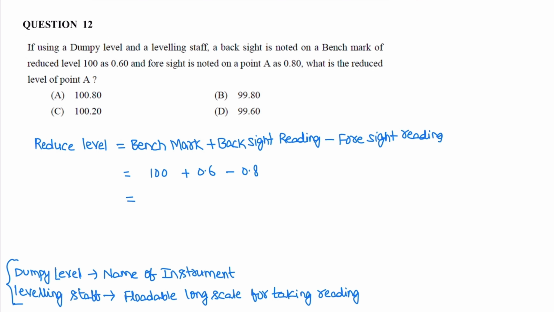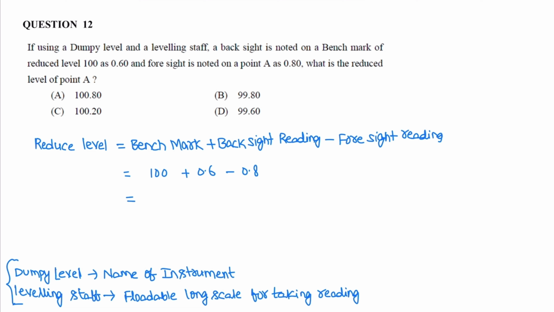Next question. If using a dumpy level and a leveling staff, the backsight is noted on a benchmark of reduced level 100 as 0.6 and the foresight is noted at point A as 0.8. What is the reduced level at point A? The dumpy level is the name of the instrument, and the leveling staff is nothing but a foldable long scale for taking the reading.